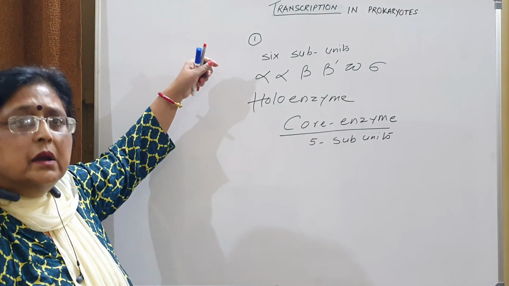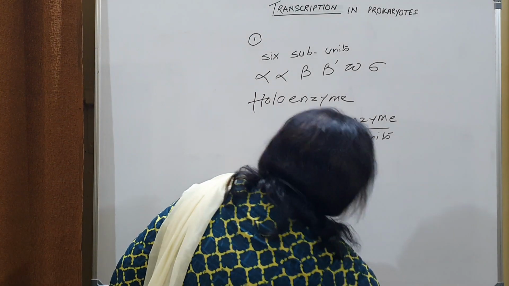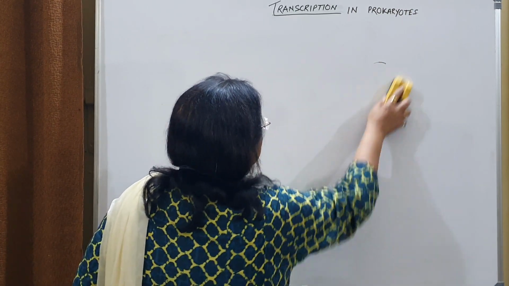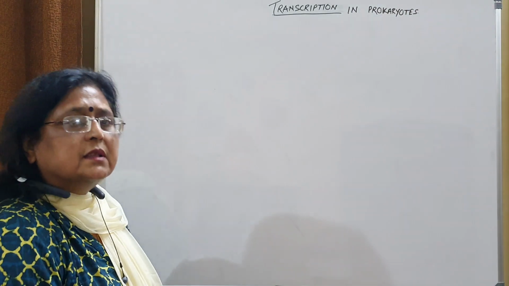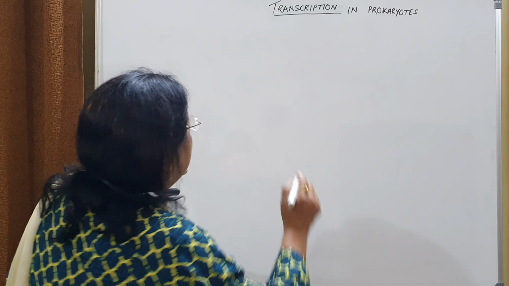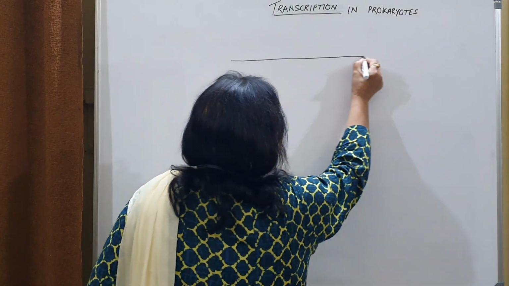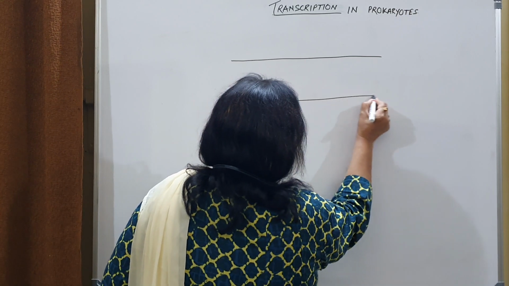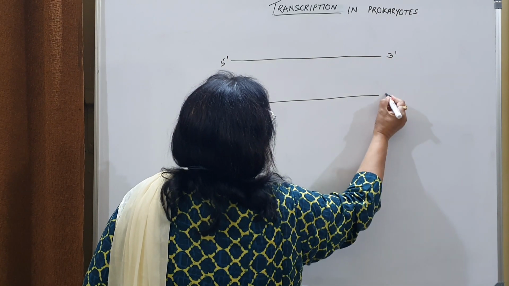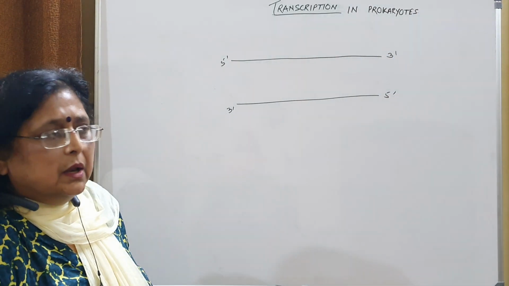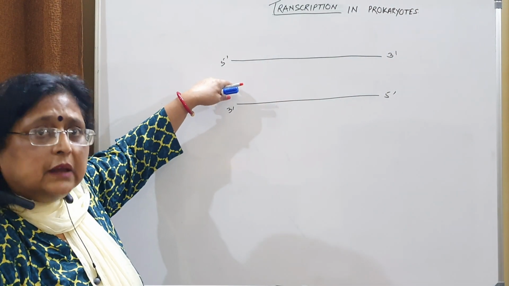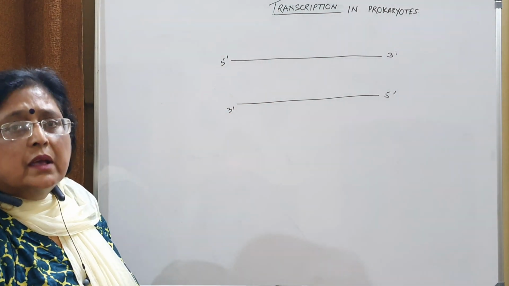The next is a DNA template. Now we all know that DNA is a double-stranded structure. We have 2 strands of DNA, whereas RNA is a single-stranded structure. So only one of the strands of DNA will be copied, and that strand will act as a template. This is a double strand of DNA. One of the strands of the DNA will act as a template. Now, which strand will act as a template?